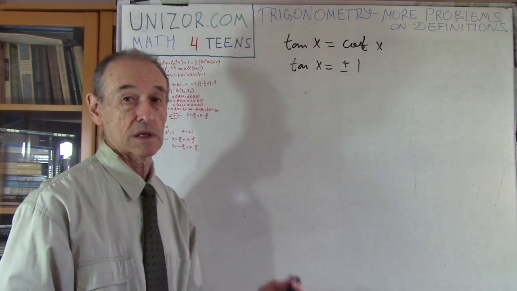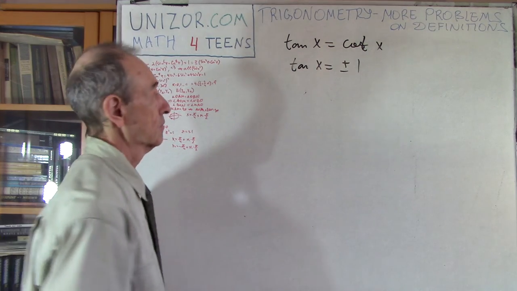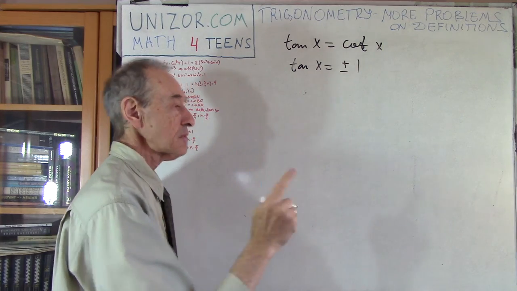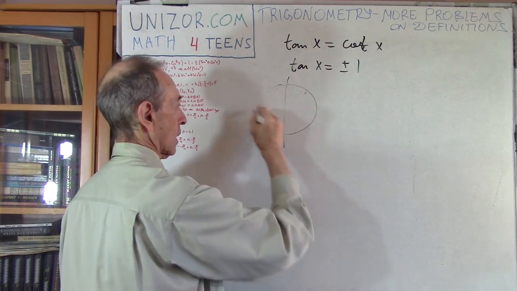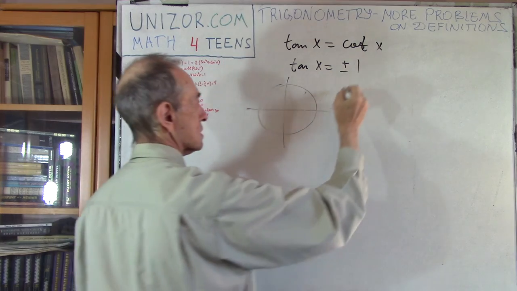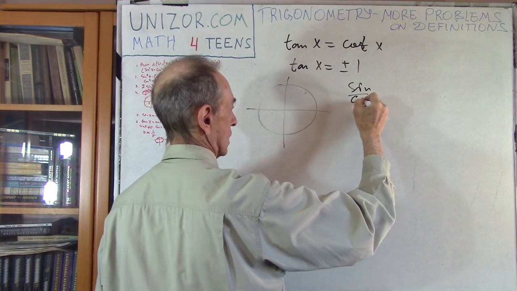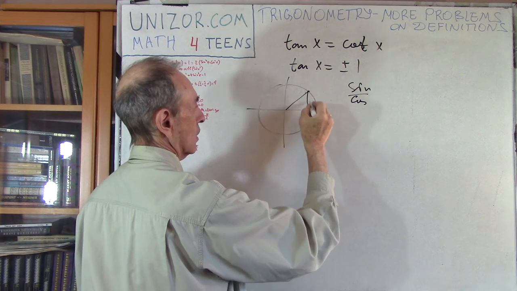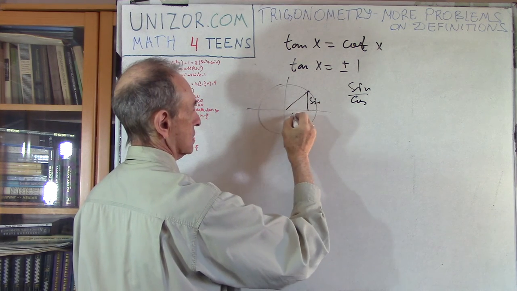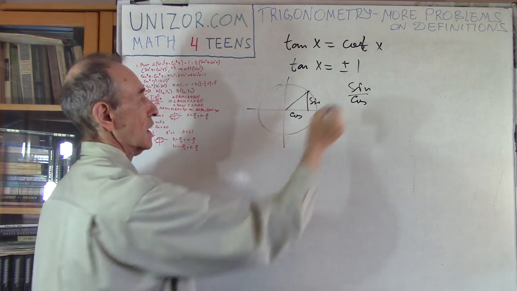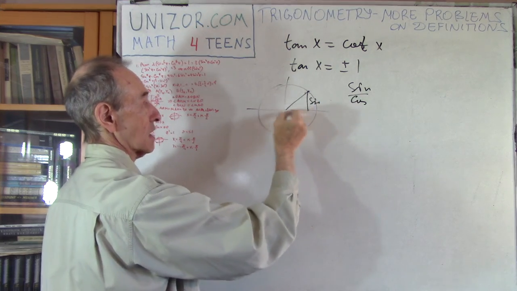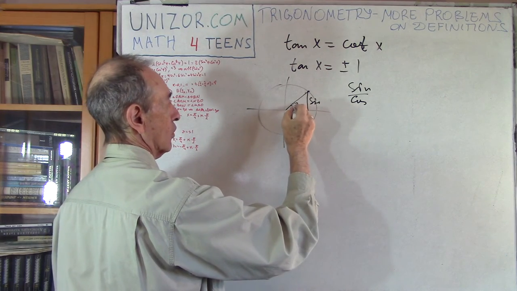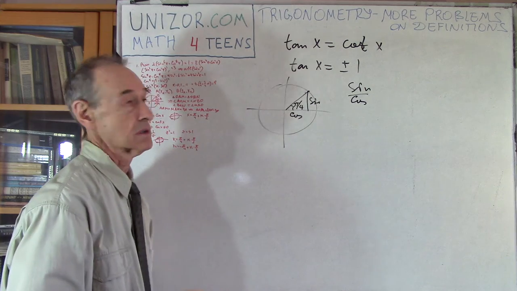So that's my simplified equation. Okay, let's solve it. Again, I will use geometry. So tangent is sine over cosine. This is sine, this is cosine. So if the ratio is equal to 1, that means they are equal to each other, right? Which means it's, again, pi over 4, 45 degrees.